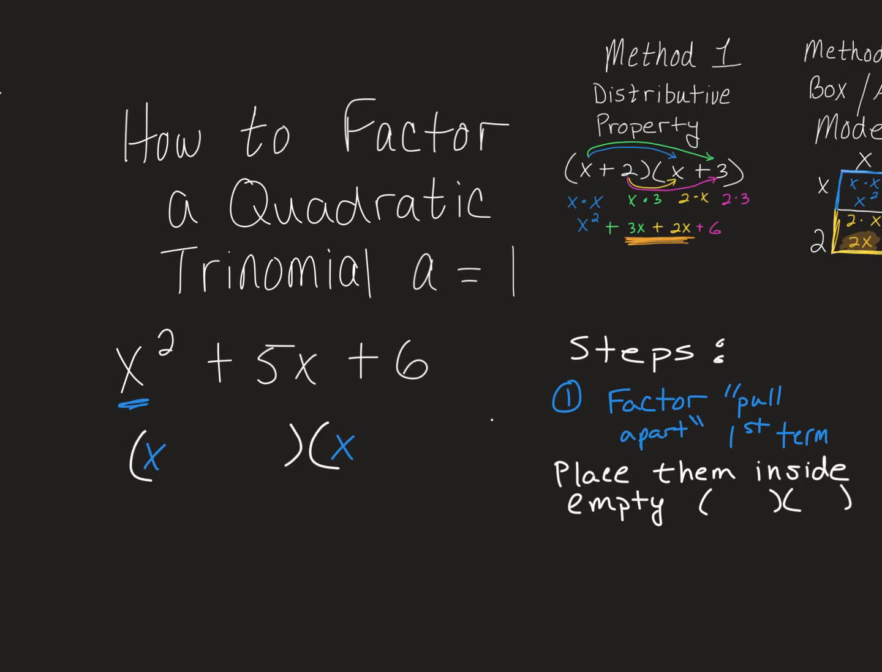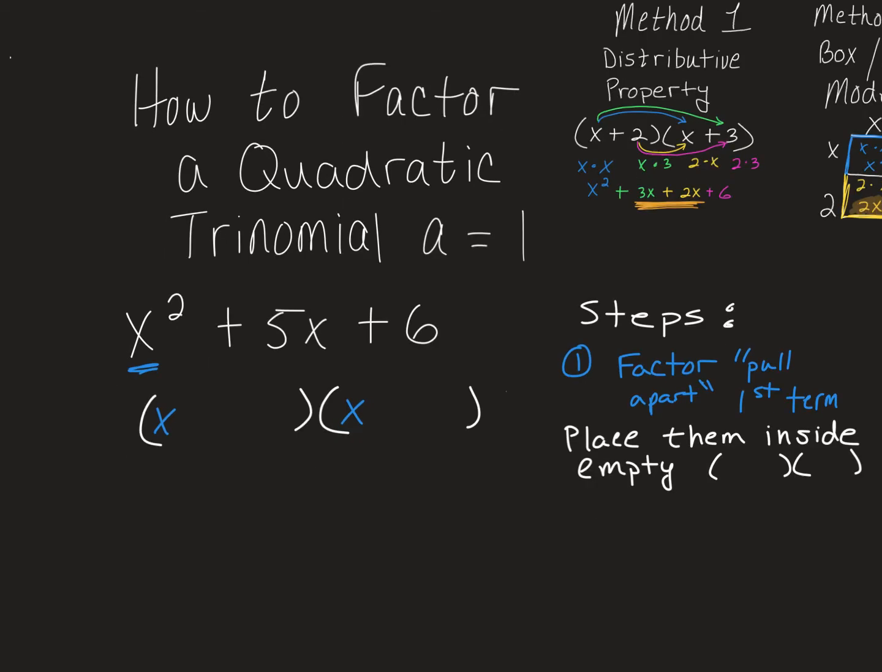the way we probably got it was by multiplying two binomials together. So I'm going to go ahead and take my two empty sets of parentheses, and I'm going to factor, I'm going to pull apart that first term. So how did we get that x to the second power? We did it by multiplying an x times an x. So, and I'm going to put those inside of those empty binomials there.